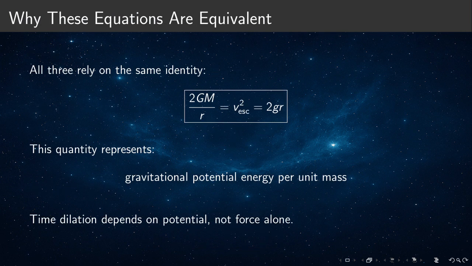Why are these equations equivalent? All 3 equations are mathematically equivalent. They rely on the same identity. Mass, escape velocity, and acceleration times radius all represent gravitational potential energy per unit mass. Time dilation depends on potential, not on force alone.